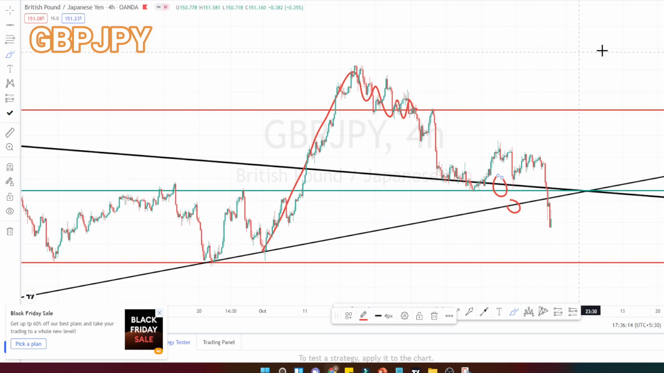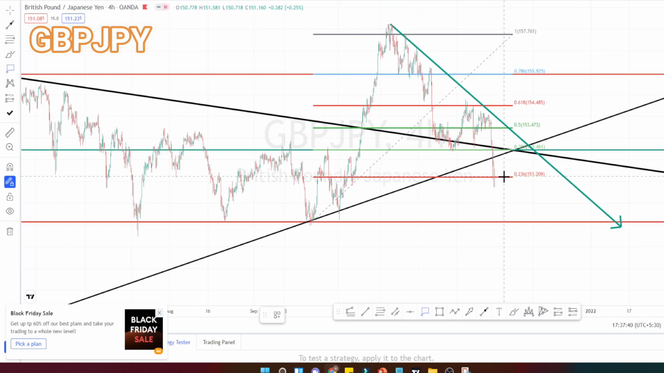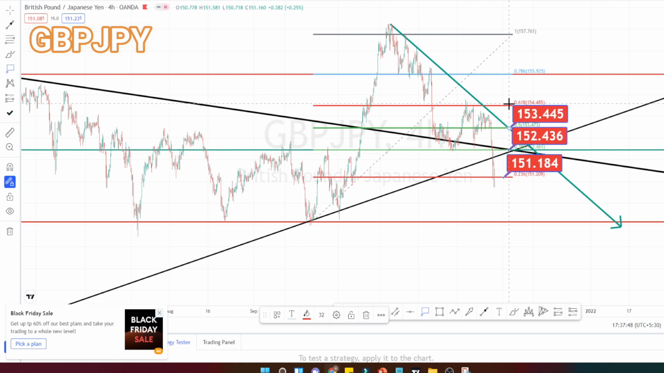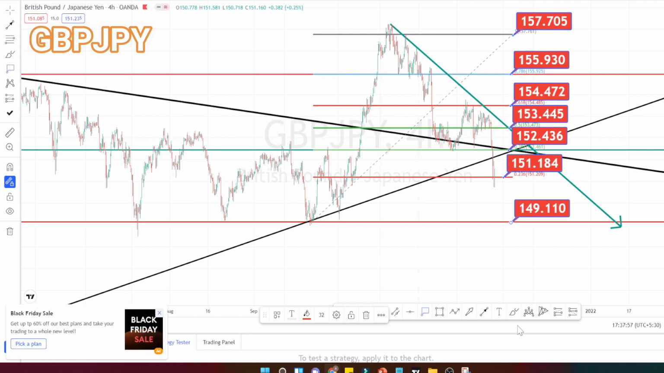Let us mark the trading ranges for Monday. So this is going to be the support level. Momentarily it has breached this support level, and resistance is going to be here. Next level of resistance is going to be here, and next resistance is going to be here, and topmost resistance is going to be here, and bottommost support is going to be at this level over here.